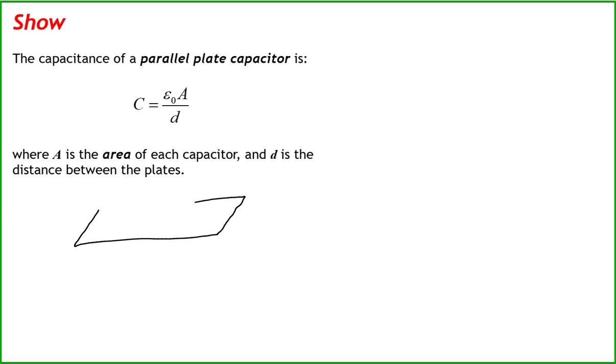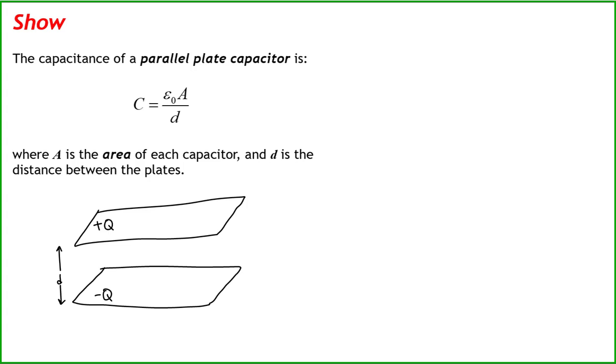So a parallel plate capacitor has two parallel conducting plates. One conducting plate has a charge of positive Q if the capacitor is charged, and the opposite plate will have the same amount of negative charge. These two plates are separated by a distance of d, and they each have an area A.